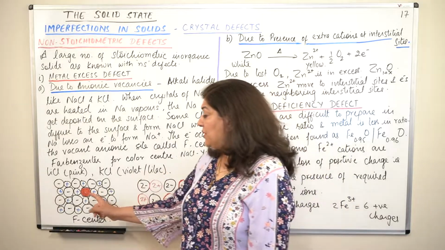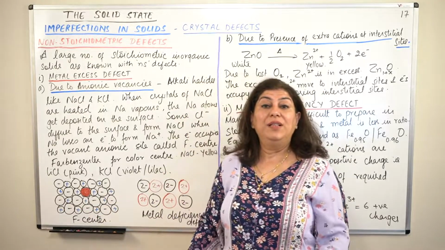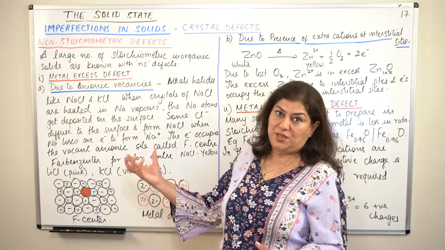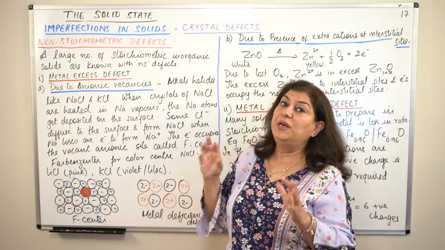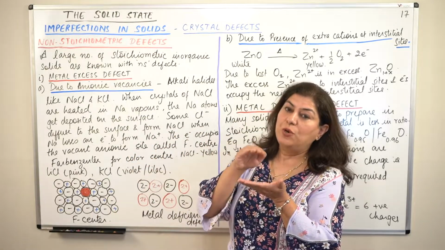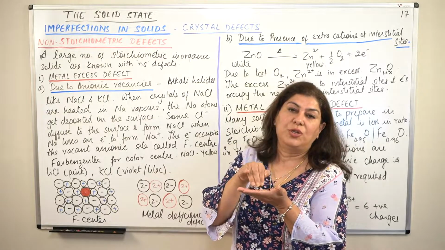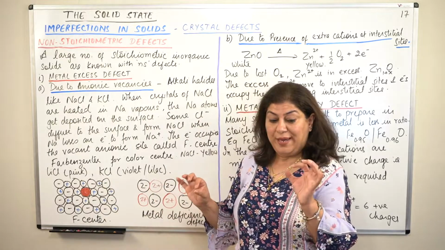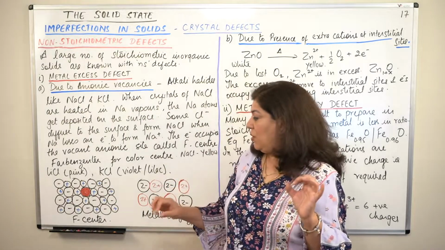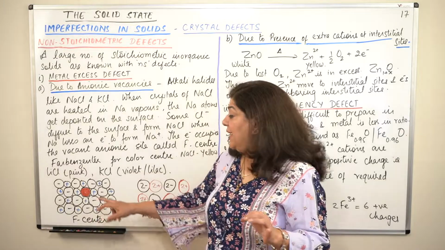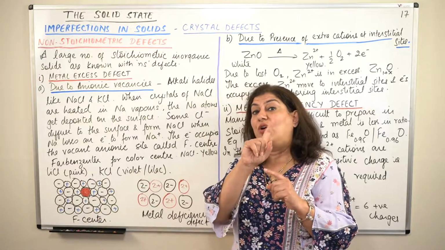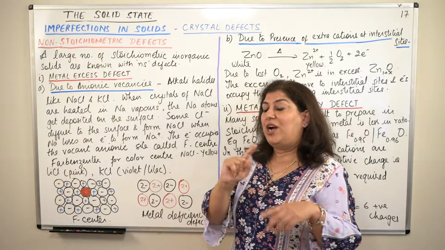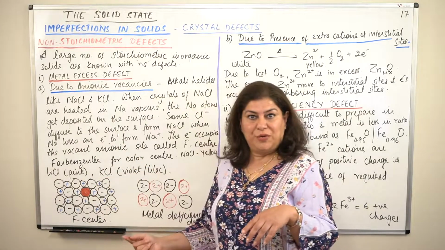A vacancy was created by the chloride ion when it moved towards the surface to react with the sodium atom which had come and settled down on the surface. So this vacancy, or missing site, or vacant lattice site, is occupied by an electron. The electron, which is negatively charged, diffuses into the crystal.